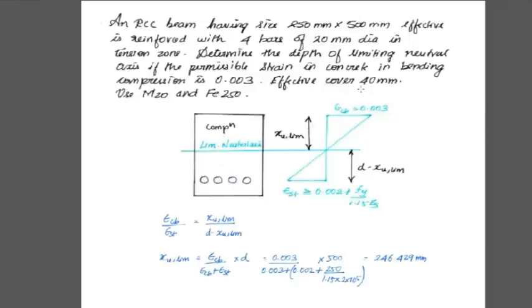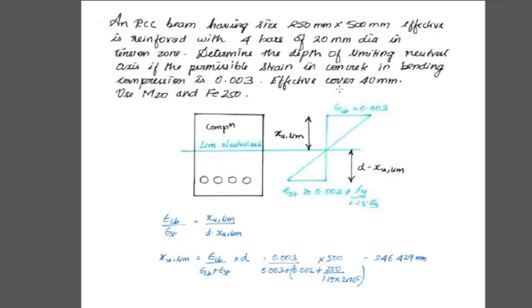And the third question, this is a major question which was asked in both the GATE exam and IES exams, even for the TNPSC AE exam, combined engineering examinations also. This kind of question is more frequently asked. So the question is: an RCC beam having a size of 250 into 500 mm effective is reinforced with 4 bars of 20 mm diameter in the tension zone. Determine the depth of the limiting neutral axis. If the permissible strain in concrete in bending compression is 0.003, the effective cover is 40 mm, use M20 and Fe250. So this kind of question is most frequently asked.